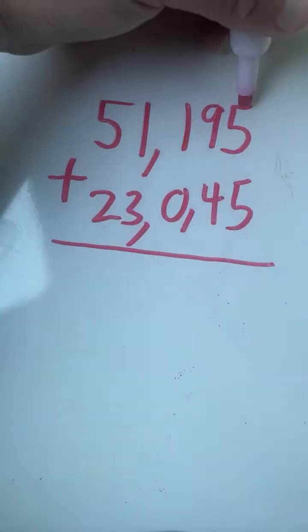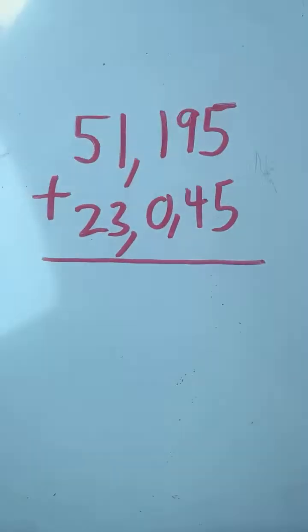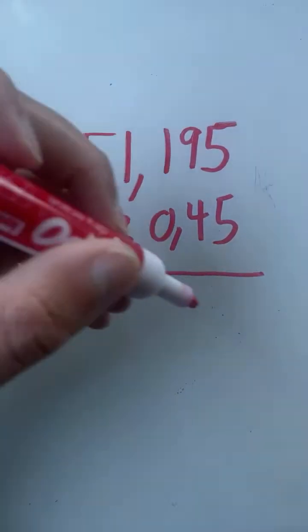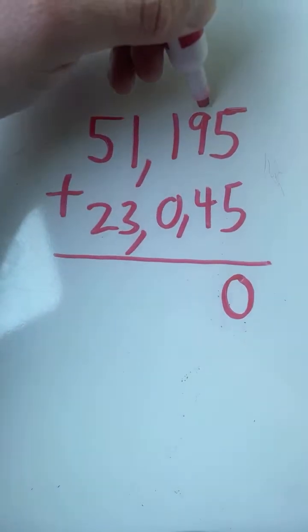So we are starting in the ones place. So we are going to start out by adding 5 plus 5. 5 plus 5 equals 10. The 0 in 10 goes in the ones place. The 1 in 10 gets carried over to the tens place.